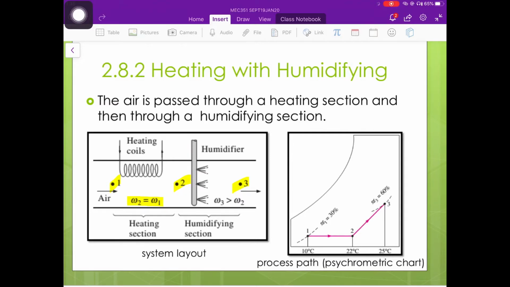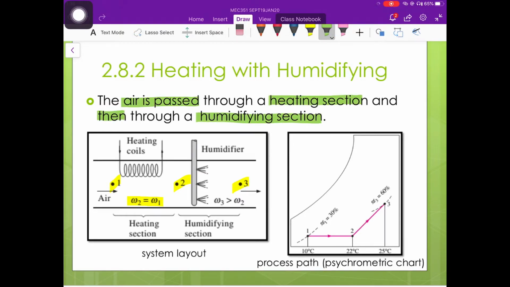Heating with humidifying. In heating with humidifying, the air will pass through the heating section before it then passes through the humidifying section. In the heating section, there will be heating coils, and in the humidifying section, we are going to have a humidifier where the hot steam will be injected through our channel. There will be three states in heating with humidifying.